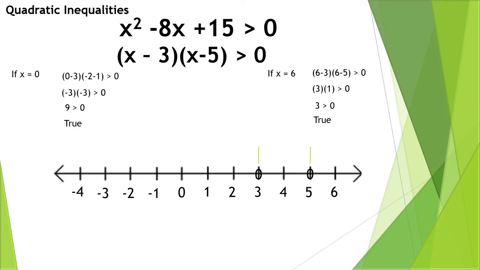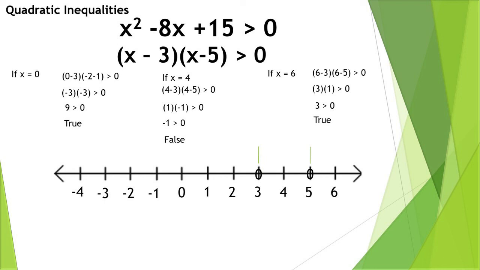Then, how about the numbers between the critical points? Let us now use x equals 4 because 4 is between 3 and 5. Let us replace x in the inequality. It becomes 4 minus 3 times the quantity of 4 minus 5 greater than 0. Now, what is 4 minus 3? Of course, the answer is 1. And what is 4 minus 5? The answer is negative 1. So what is 1 times negative 1 greater than 0? The answer is negative 1 greater than 0. And we all know that negative 1 is less than 0. So it means that it is not a solution of the inequality.